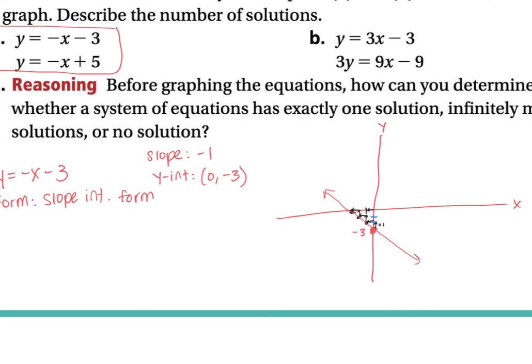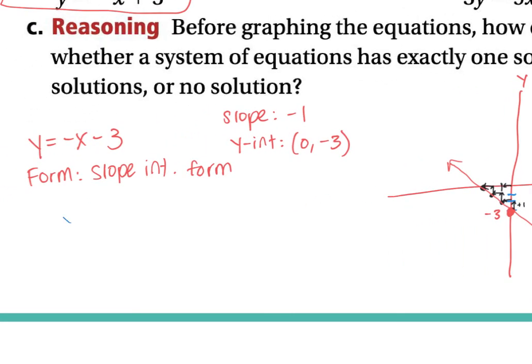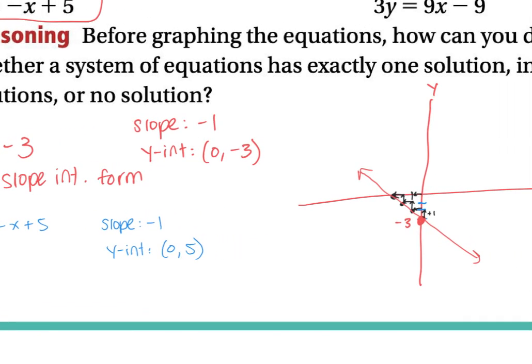And our blue line will be y equals negative x plus 5. Same form. What's my slope? What's my y-intercept? Good. 0, 5. So at 0, 5, I'm going to plot a point. 1, 2, 3, 4, 5. Put a point here. And my slope, we said, was negative 1, so it's going to be the same slope as the other one. So a line that's parallel. So down 1 to the right 1, down 1 to the right 1, down 1 to the right 1.